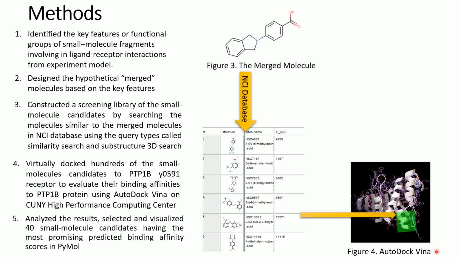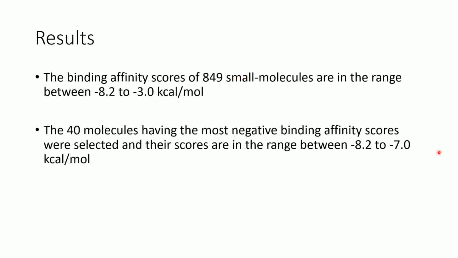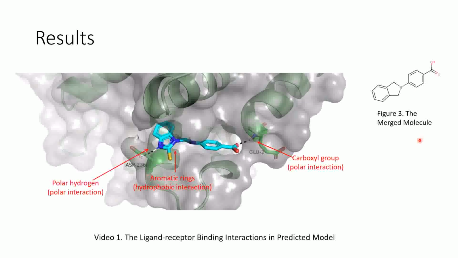Finally, after the results were analyzed, the 40 molecules with the most promising predicted binding affinities were identified and visualized in PyMOL. Results. The binding affinity scores of 849 small molecules are in the range between -8.2 to -3.0 kilocalories per mole. The 40 molecules having the most negative binding affinity scores were selected, and their scores are in the range between -8.2 to -7.0 kilocalories per mole.